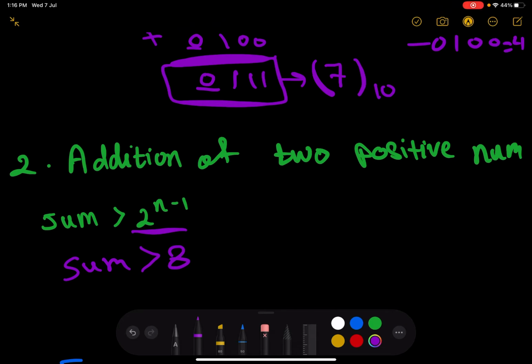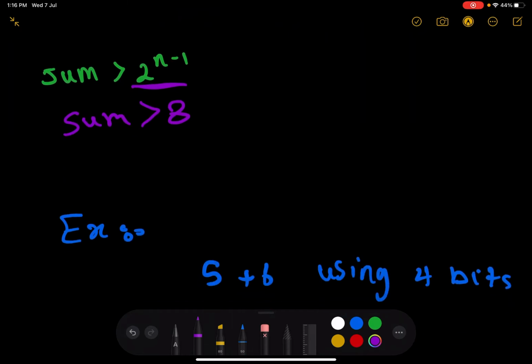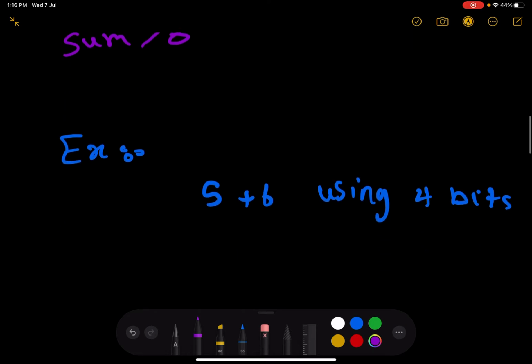Or you're adding two numbers and you can't actually represent the result using this number of bits, you need extra bits, so you'll have an overflow in this case. So now we're adding two numbers, and in this example, we're expecting to get an overflow. We're using 4 bits to represent 5 and 6, so the binary equivalent of 5 is 0, 1, 0, 1 using 4 bits, and for 6 it's 0, 1, 1, 0.